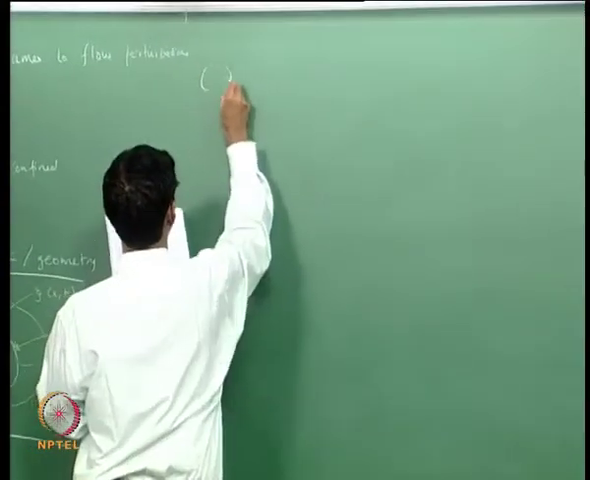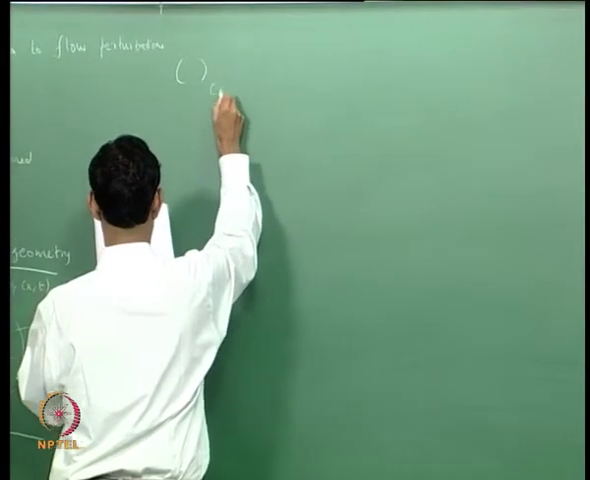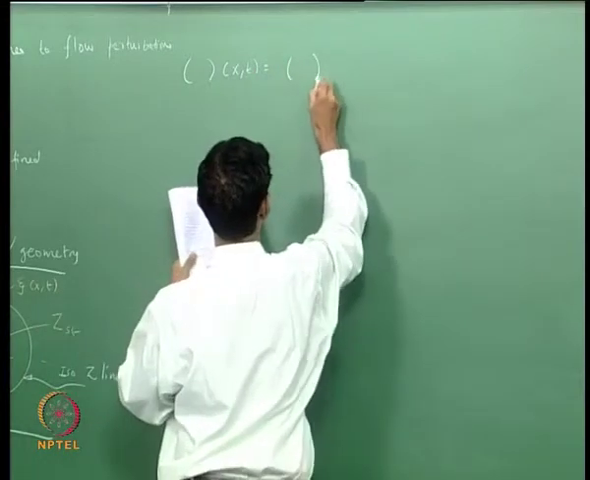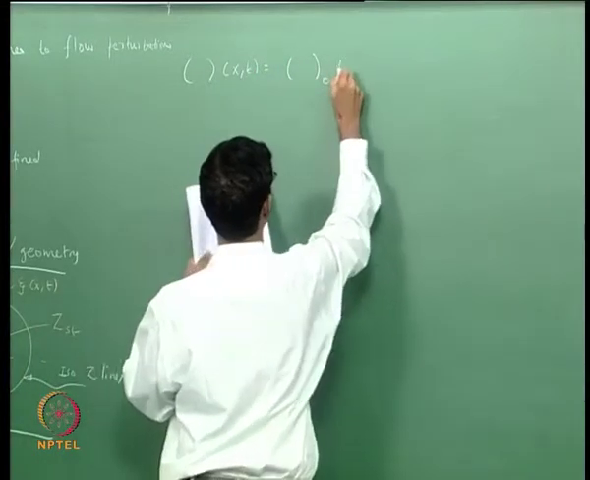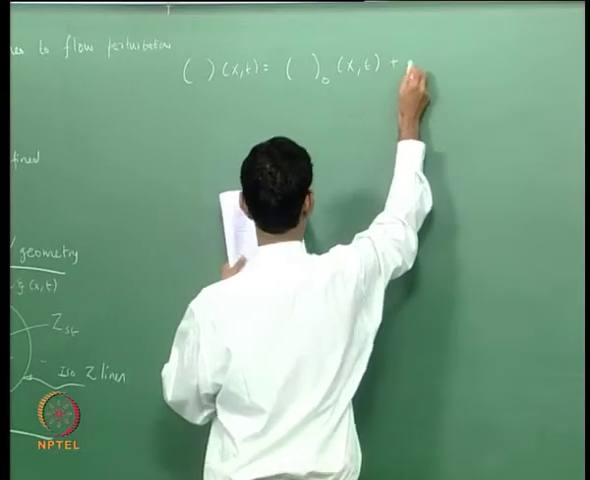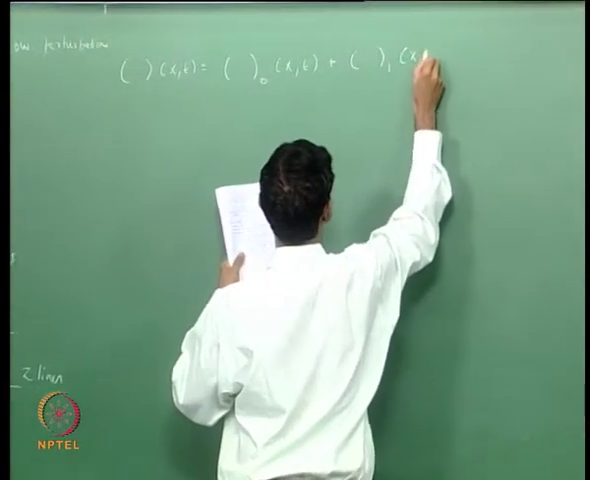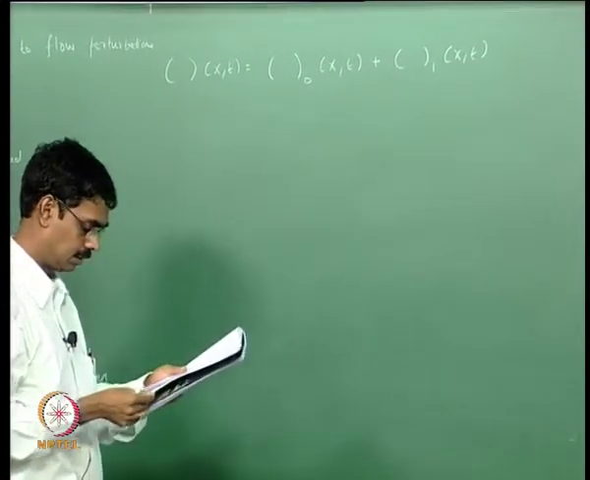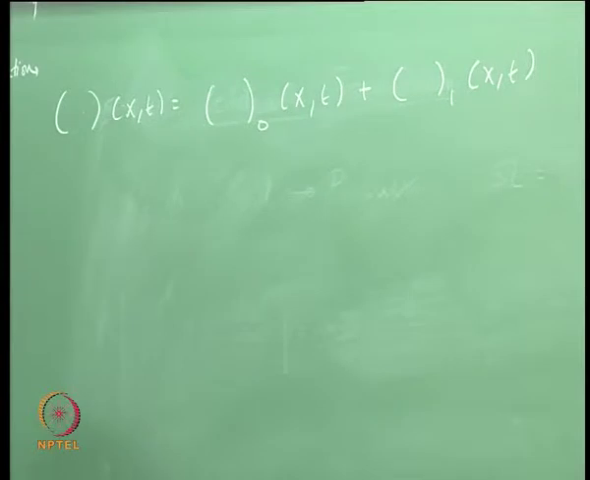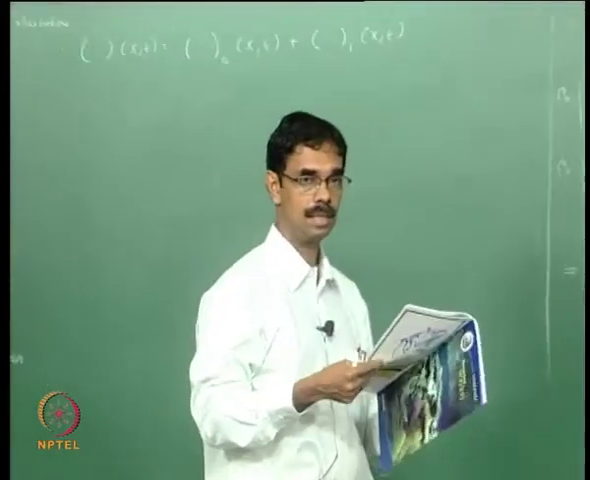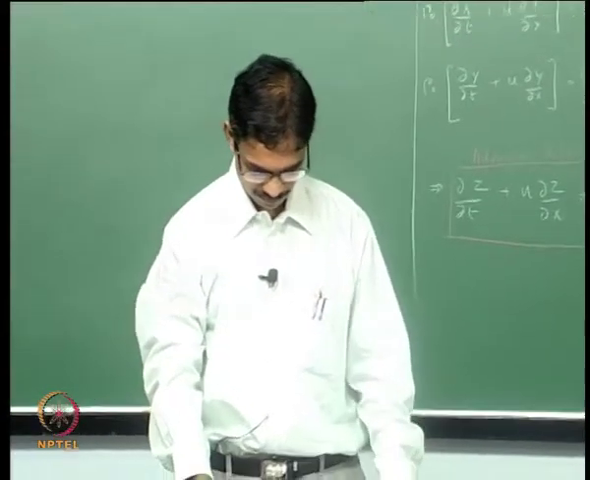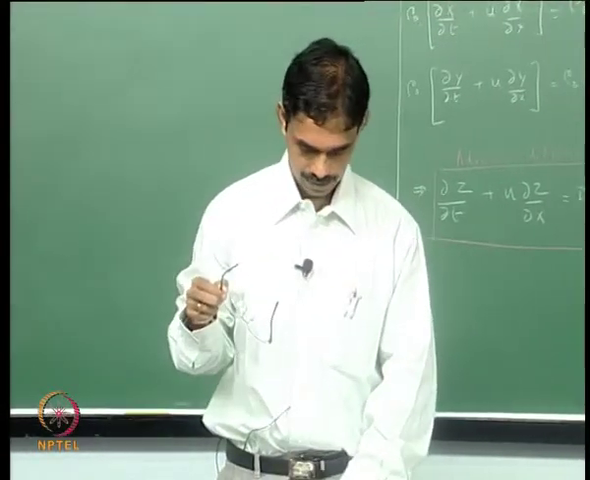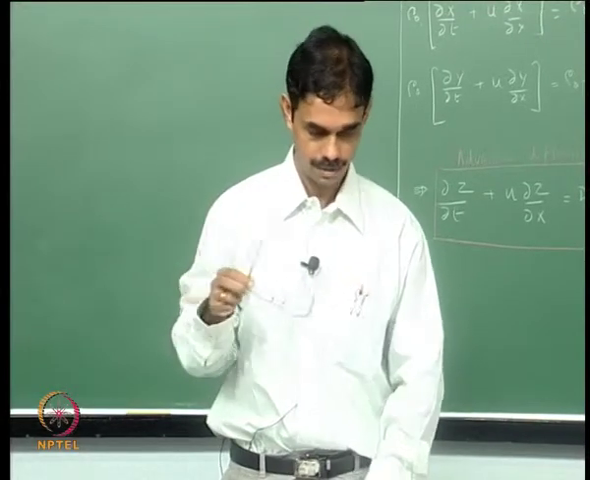Any parameter, I am following Lou-Evans notation, which is a function of x and t, can be written as some base flow. So, with this approach, we will be able to derive an explicit analytical expression for the flame surface, and this will be very nice in looking at the controlling features of the flame dynamics.